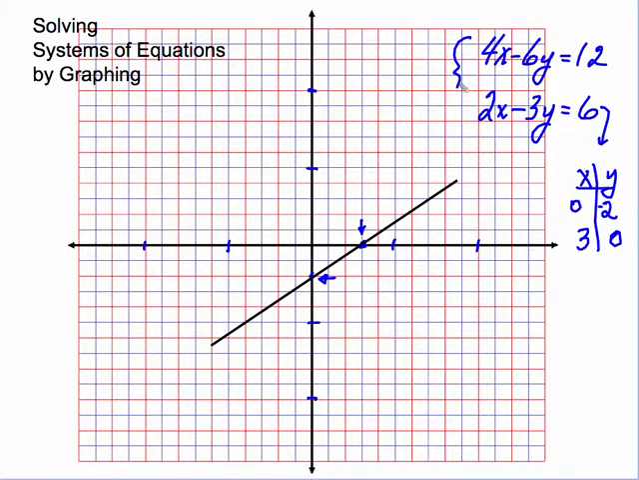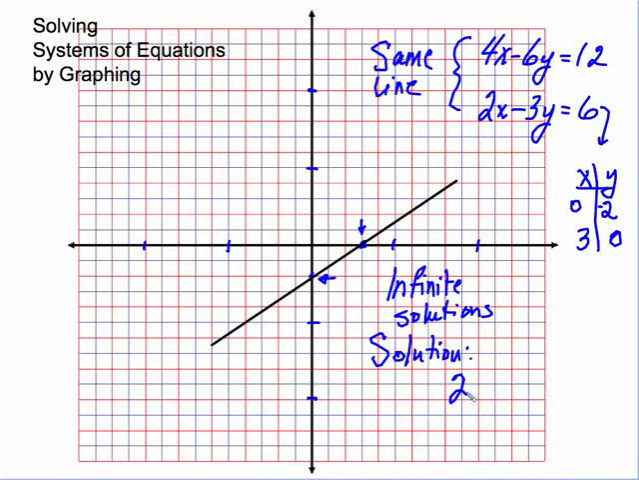So these are the same line. This means that this system has an infinite number of solutions. And we can write the solution to this system simply by writing one of these equations. So we can say that the solution is 2x minus 3y equals 6. So that's another way of writing the solution. In this case, the solution is said to have an infinite number of solutions. It is a consistent system, and it is also a dependent system because these lines are the same.